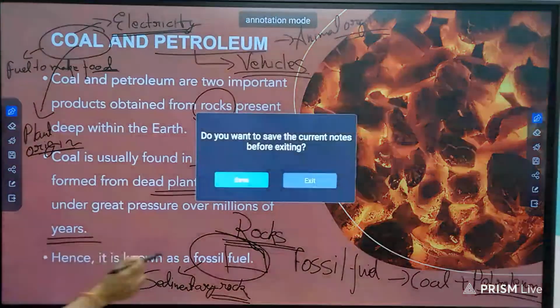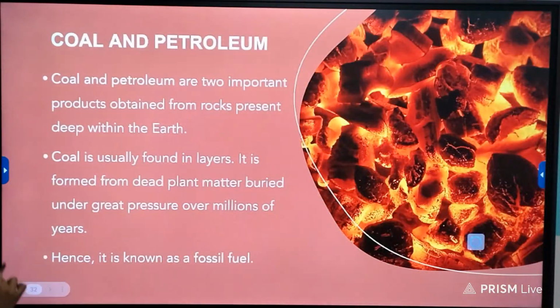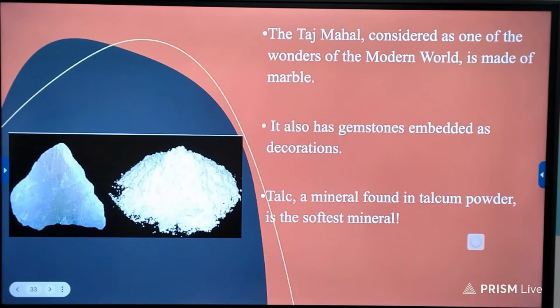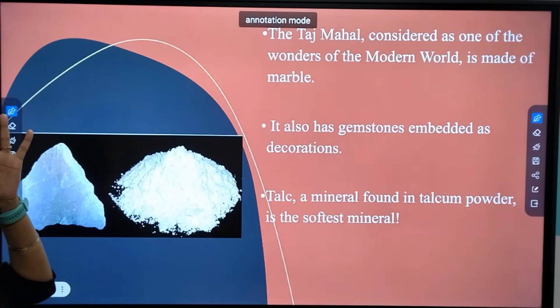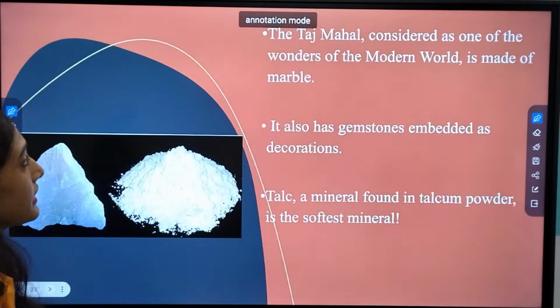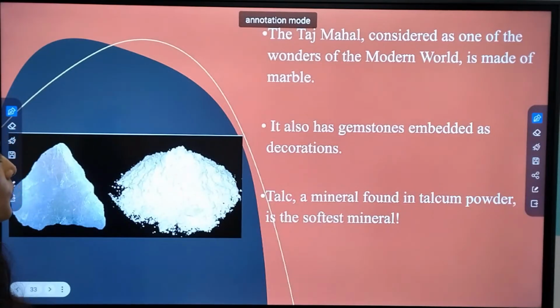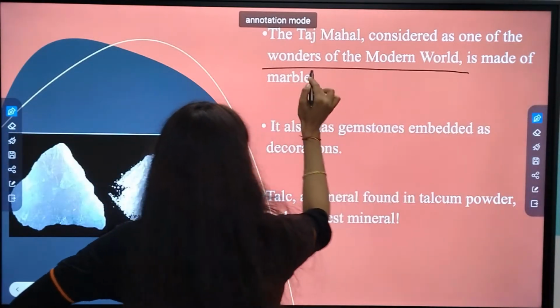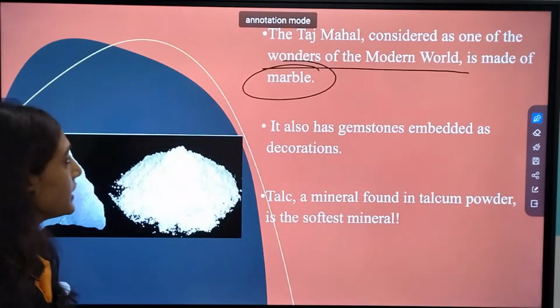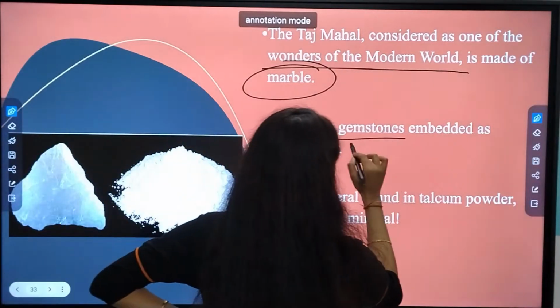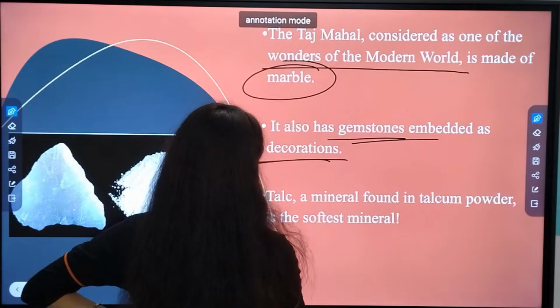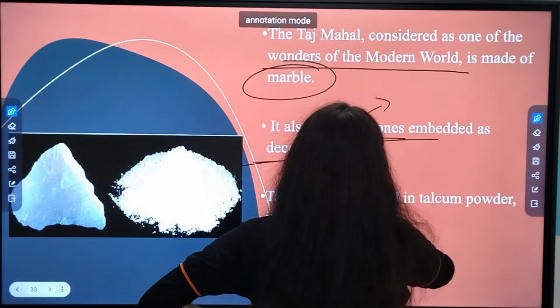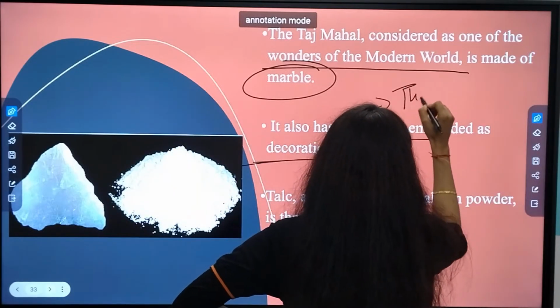Okay? Now, next. Okay, coal is done. Coal and petroleum is done. Now next you have the Taj Mahal, which is considered as one of the wonders of the modern world. It is made up of marble. I have told you it also had gemstones embedded as decoration. Which gemstone? That shines.